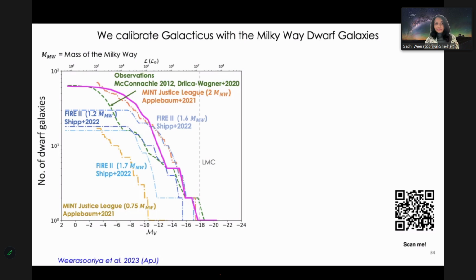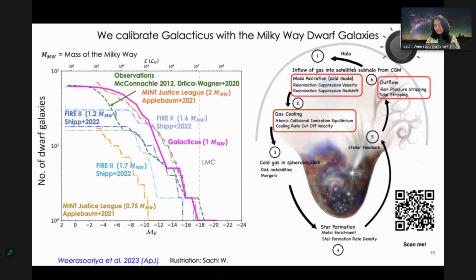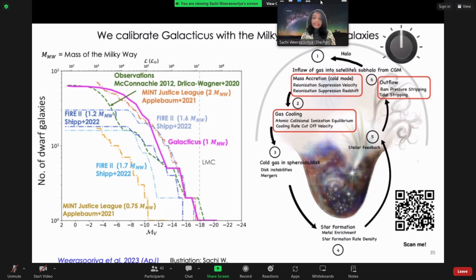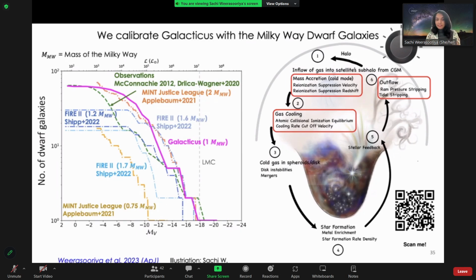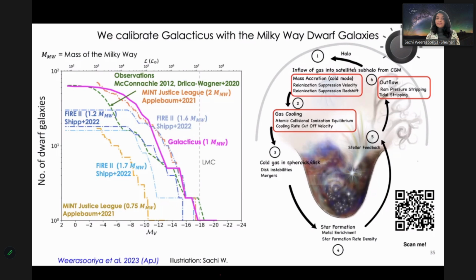And also to FIRE-2 simulations, these are data from Ship et al. 2022 of different mass Milky Way simulations. And our model is shown in pink right here, and you can see we are able to tune the physics to match the observations. Here we are tuning different parameters and physics pertaining to mass accretion, gas cooling, and outflows. Some things that we tune are reionization physics, cooling physics, ram pressure stripping, tidal stripping, efficiency of tidal stripping due to tidal fields, and so on.